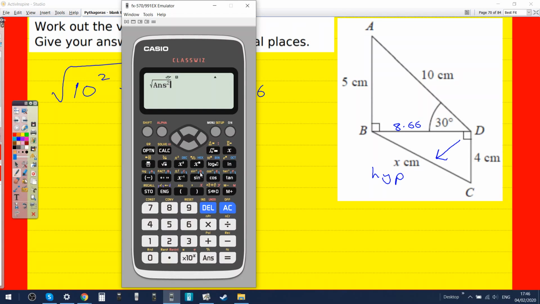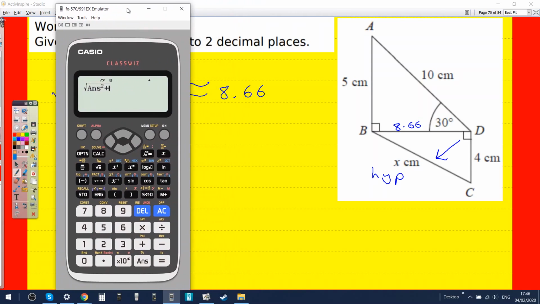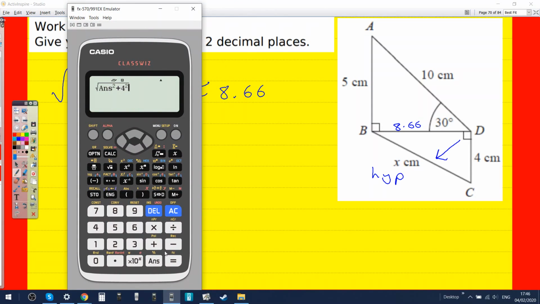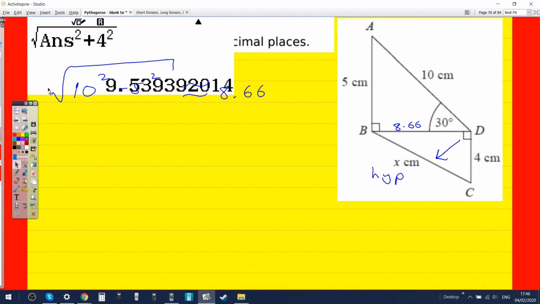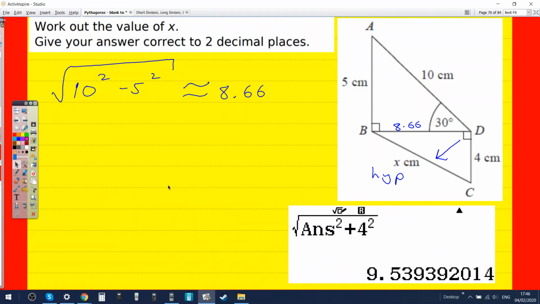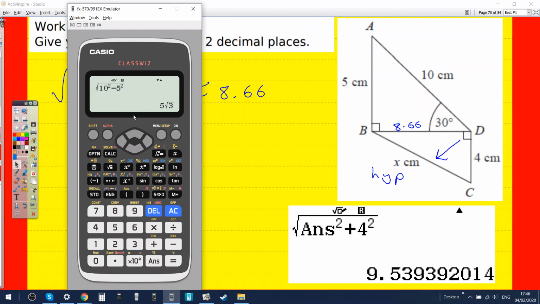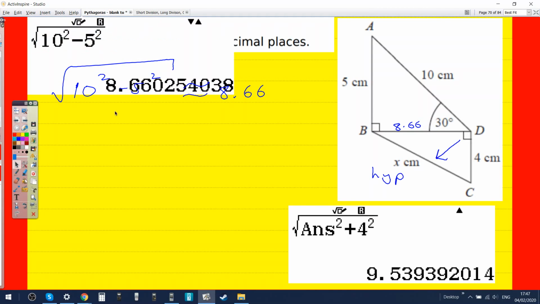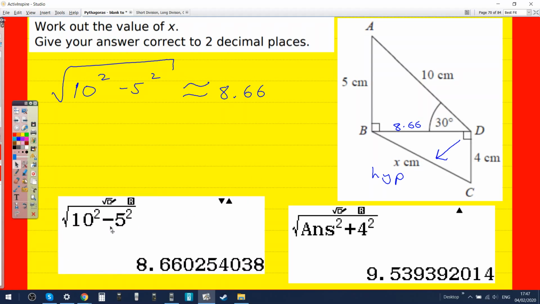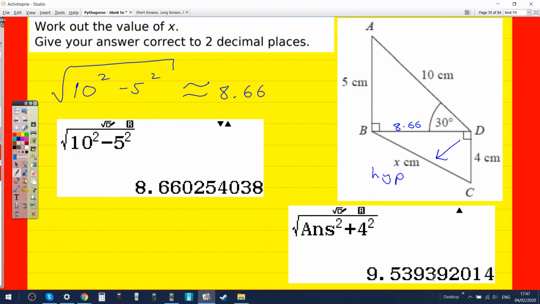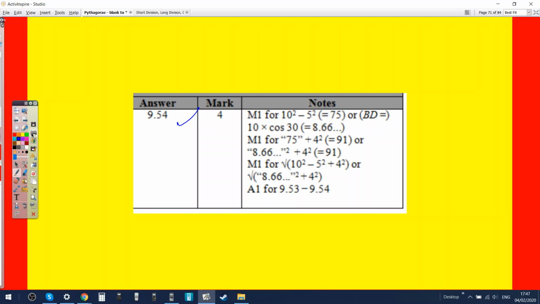So 9.5. They want 2 decimal places. 9.53. And is that closest to 9.53? Yeah. I believe it's closer to 9.54 because the number after it is 9. Okay. It's very close to 9.54 centimeters. Yes. So maybe we need to work on rounding a bit.